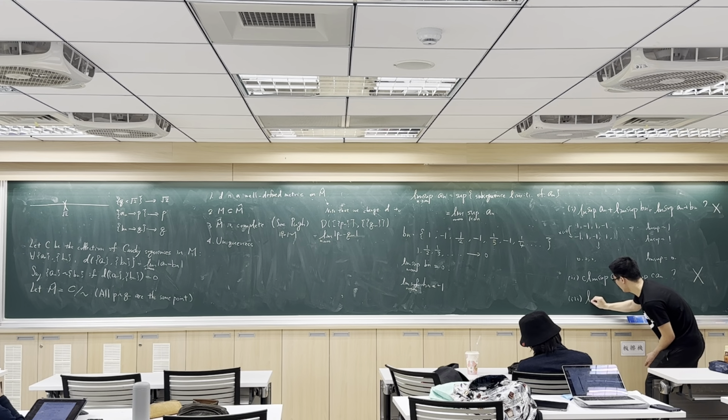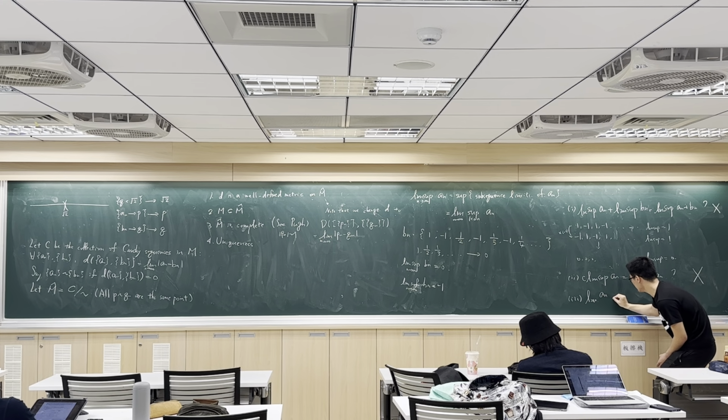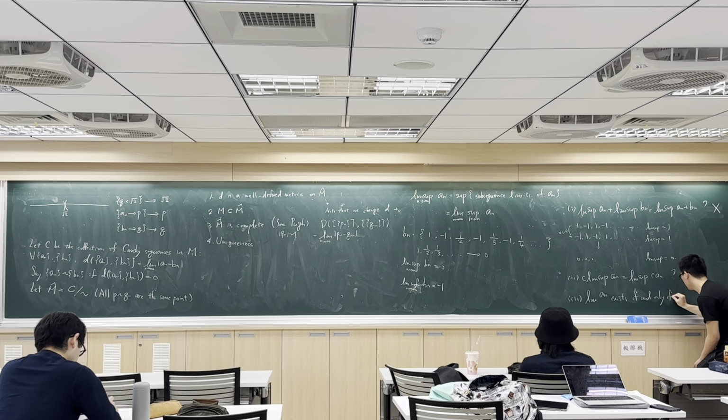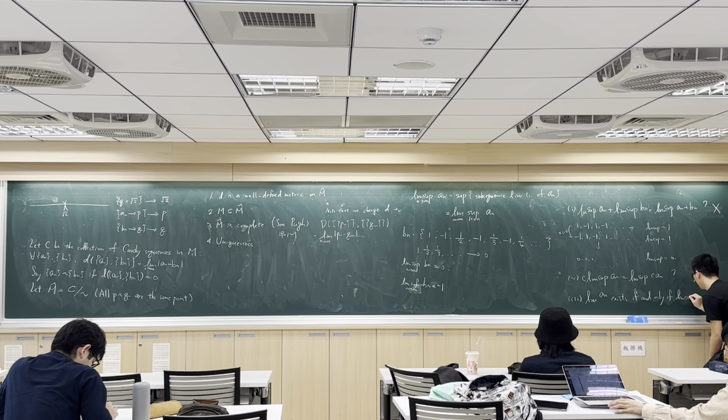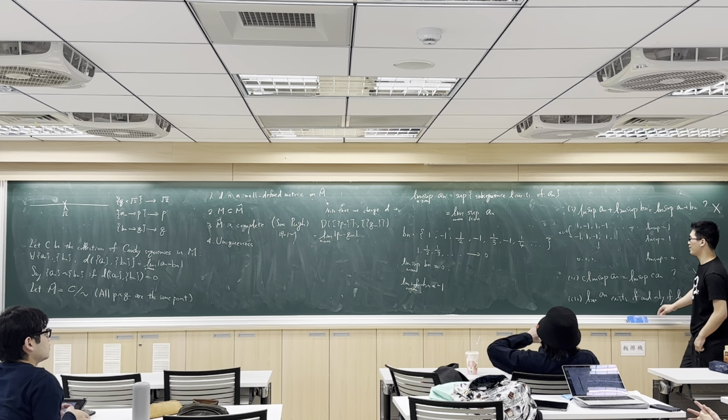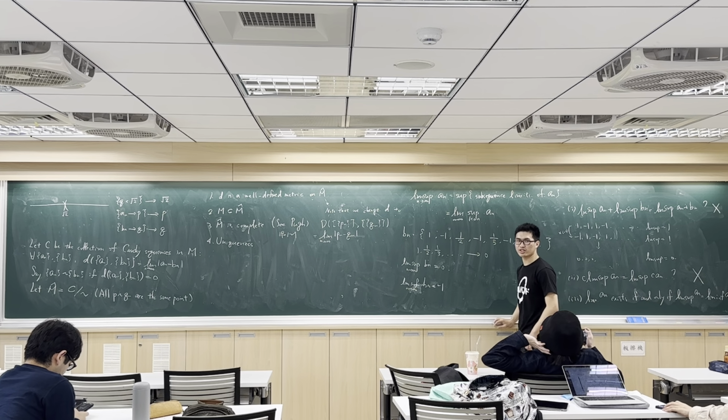So the last property: the limit of a_n exists if and only if limit sup a_n equals limit inf a_n. Okay, I see time's up, so I will stop here. Any questions?